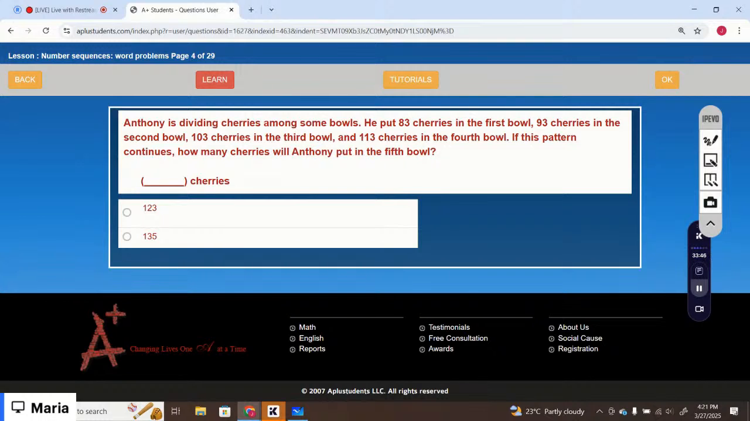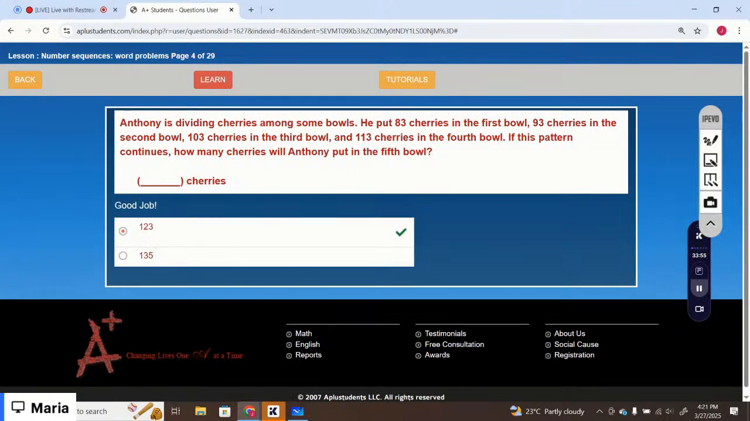So, the next one is 123. Very good. Option number 1 is the correct option. That is 123.